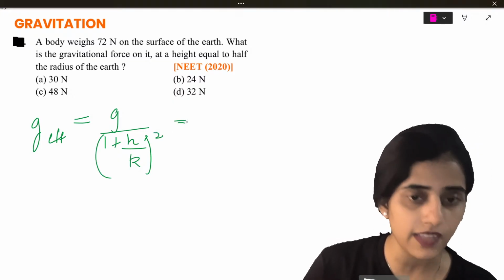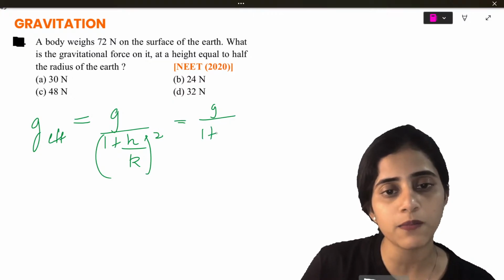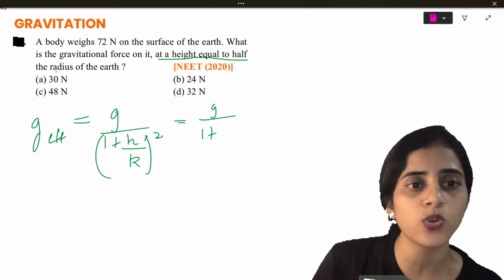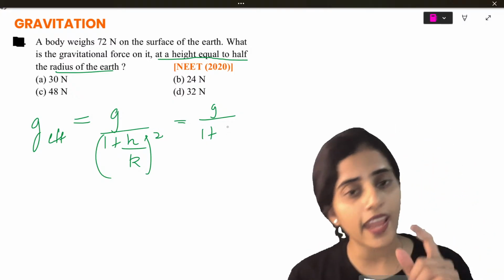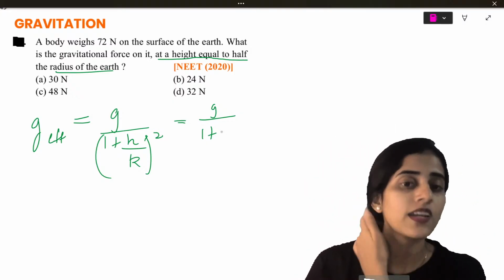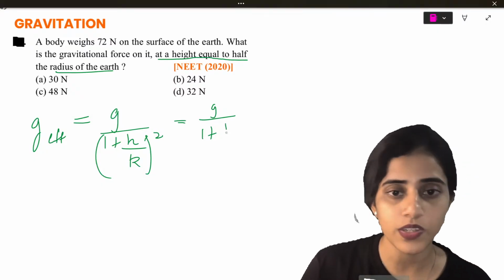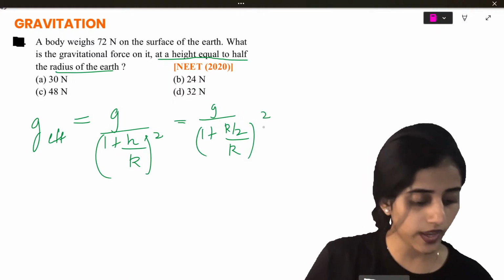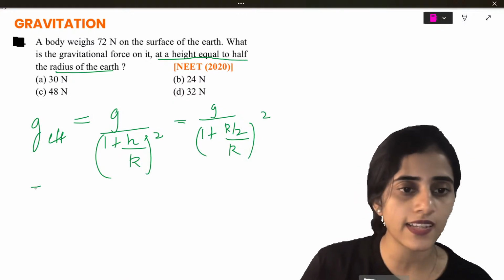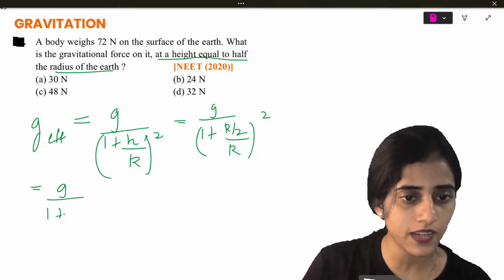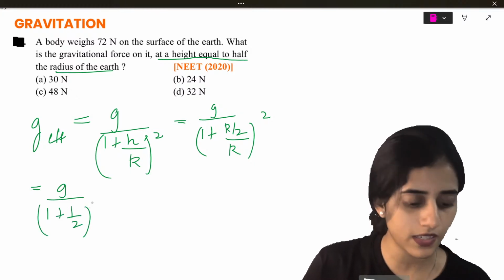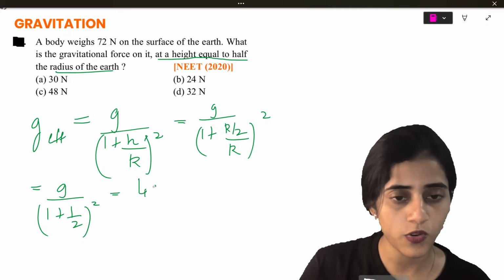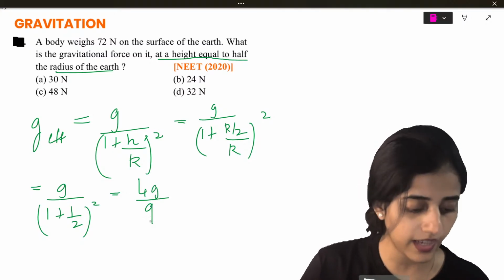So now I will do the math. g divided by 1 plus, what is the height? It is already given. It is at a height equal to half of the radius of the Earth. So h should be equal to R by 2. So h by R is R by 2 by R. Now all the R's I cancel. This is going to be g divided by 1 plus 1 by 2 square. So this is going to be 4g by 9.